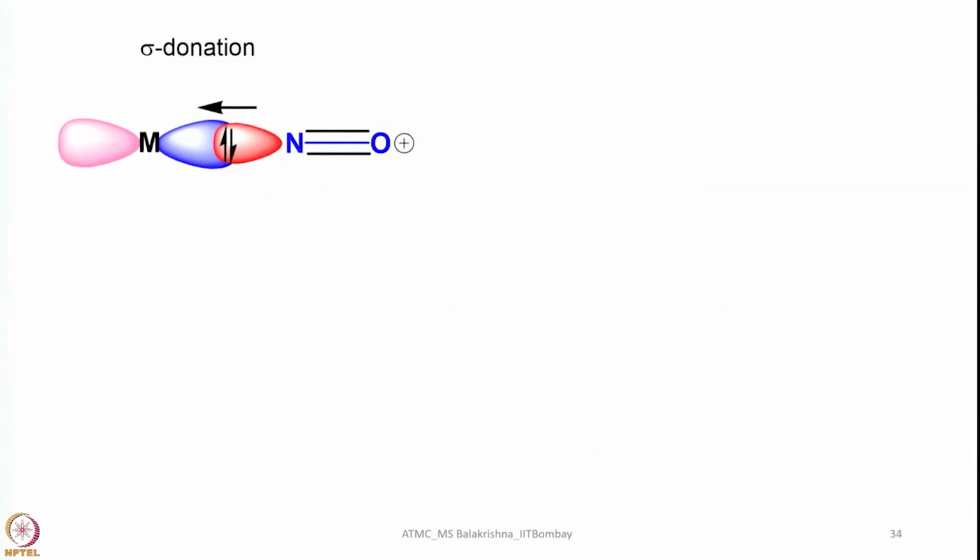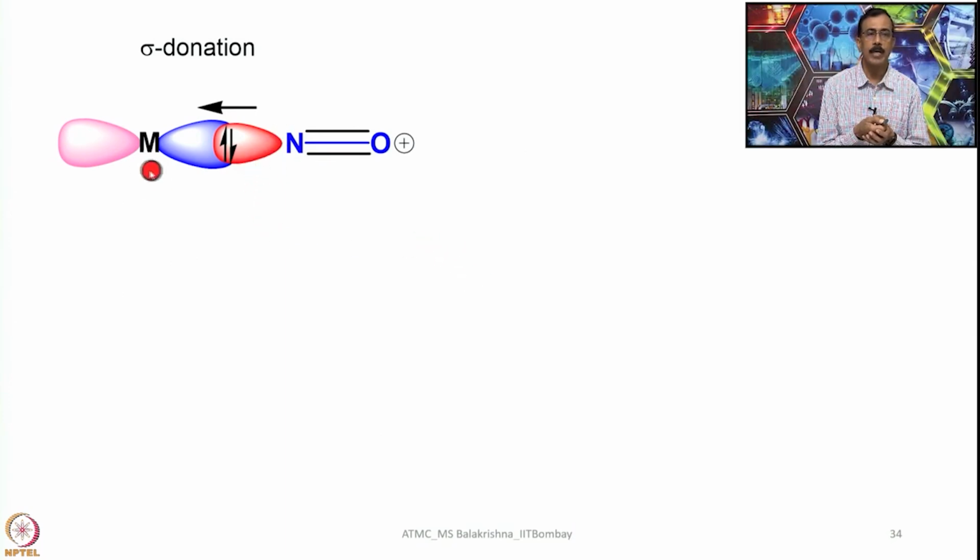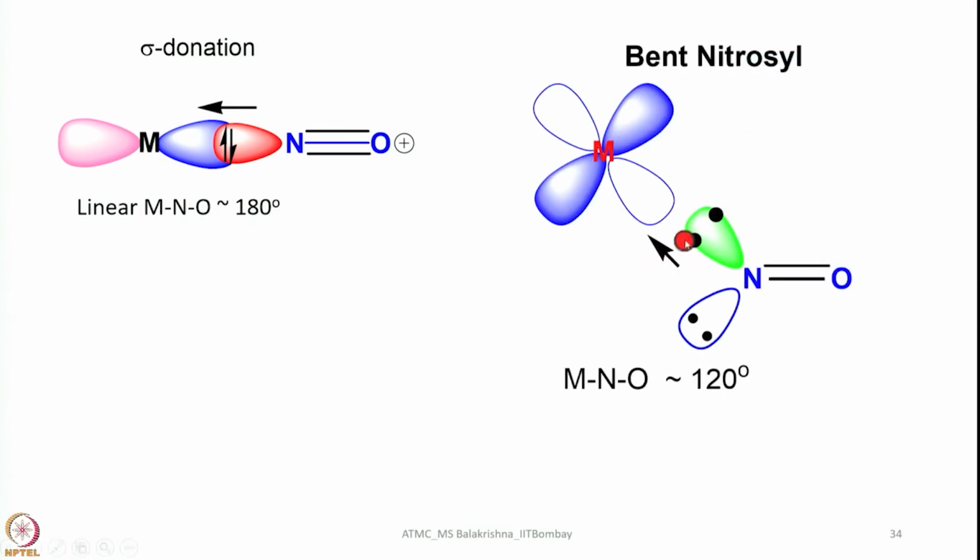So, let us look into the binding properties. Nitrogen has a lone pair here, and that lone pair can be readily donated to the metal to form a sigma bond, and this is sigma donation. In the linear fashion, when it binds, the angle should be around 180 or close to 180. When it binds in bent fashion, what happens? It can have an MNO angle of about 120 degrees.